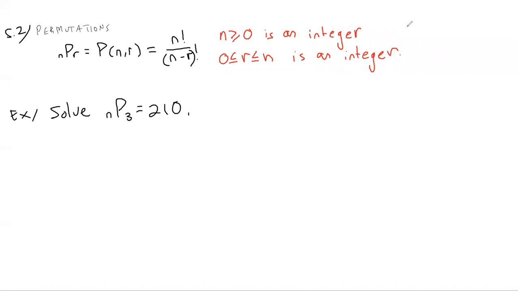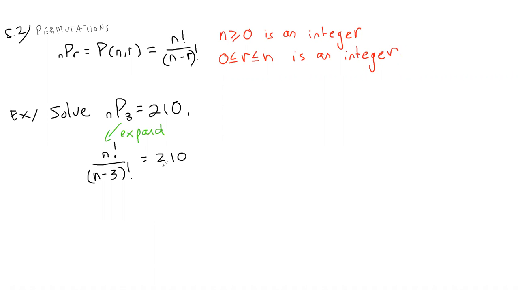Okay, so the second question and the last question that we're going to do is a little equation, a little manipulating these guys. So I'll have nP3 equals 210. And so to try and solve this, what I'm going to do is expand the nP3, using that formula at the top there. So that's going to be n factorial over (n minus 3) factorial equals 210.